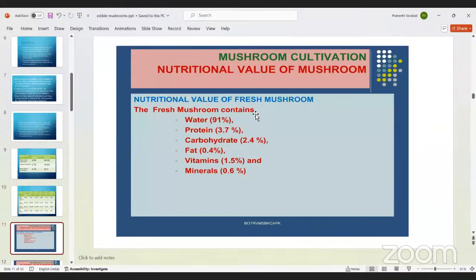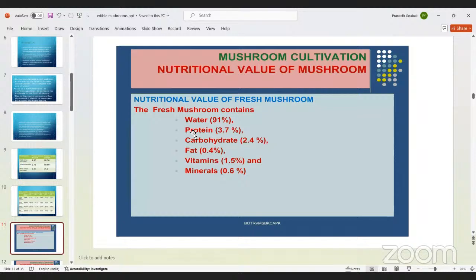Nutritional value of fresh mushroom: fresh mushroom contains 91% water, 3.7% protein, 2.4% carbohydrates, 0.4% fat, 1.5% vitamins, and 0.6% minerals. So a fresh mushroom contains about 90% water, a large amount of water content. And the next one is the proteins.